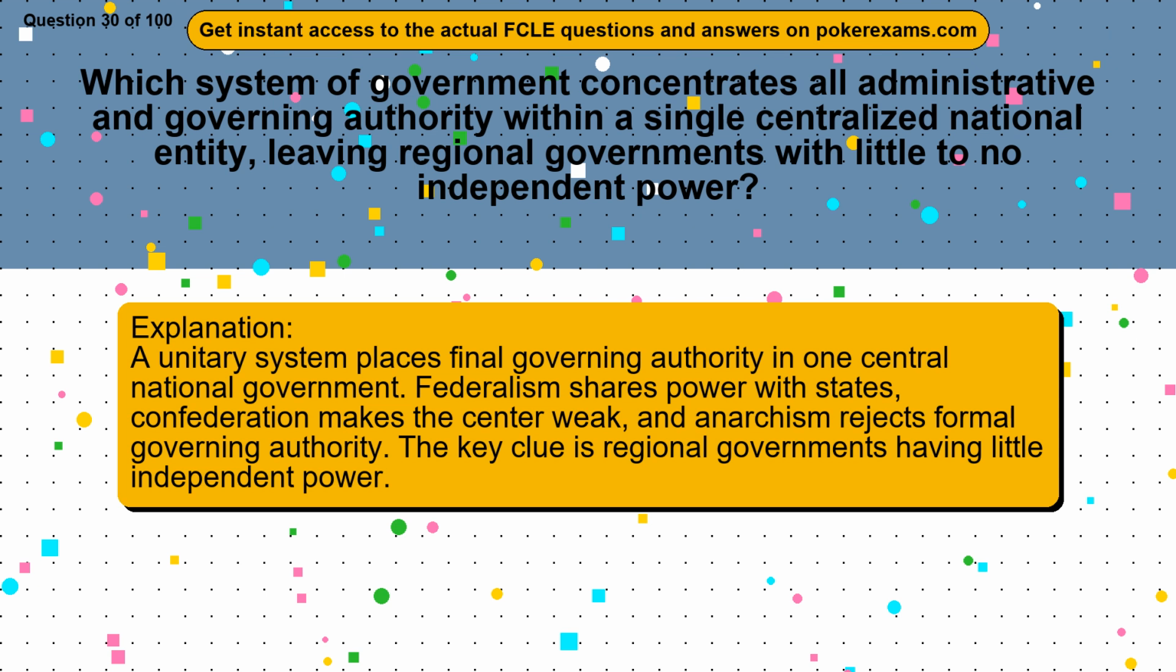Federalism shares power with states, confederation makes the center weak, and anarchism rejects formal governing authority. The key clue is regional governments having little independent power.